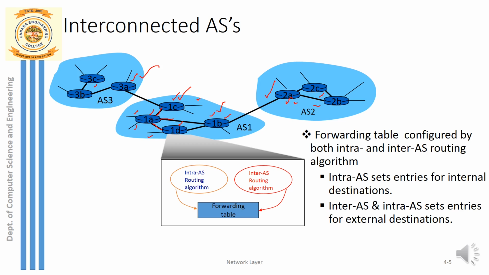So here 3A, 1C, and then 1B, and then finally 2A. All these are called edge routers or gateway routers. Inside this autonomous system, I have an intra-AS routing protocol implemented. What is the meaning of intra-AS? Intra-AS is nothing but inside the organization, within the autonomous system, all the routers should follow the same algorithms or the same set of protocols.